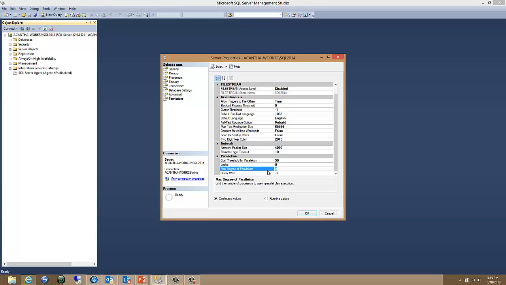Once you set this to 1 and you hit OK, you've said all the queries in the box can't use parallelism, and the majority of the time you've done a great disservice to the queries on that server.